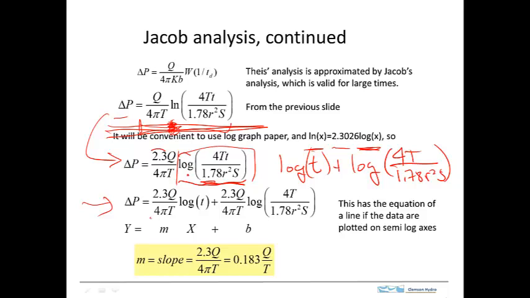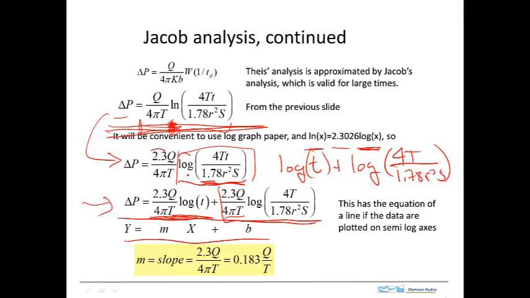This 2.3q over 4 pi t comes along for the ride in both terms. All right, so now the next step, and once we do this next step, we'll pretty much be there. If we take the data and plot it up on a semi-log graph paper, so we're plotting the time axis, the x-axis, on a log scale, then this function here has the equation of a line. And here, this is the equation of a line.